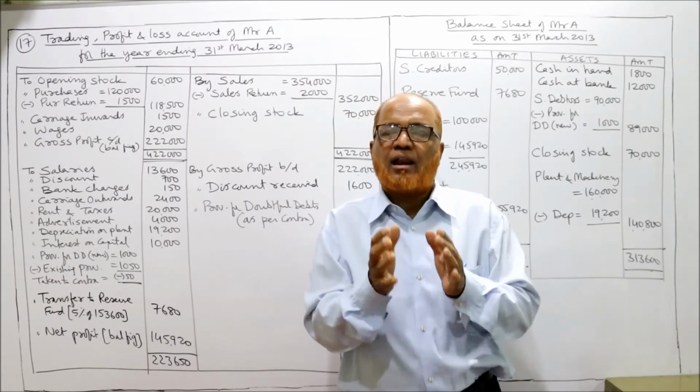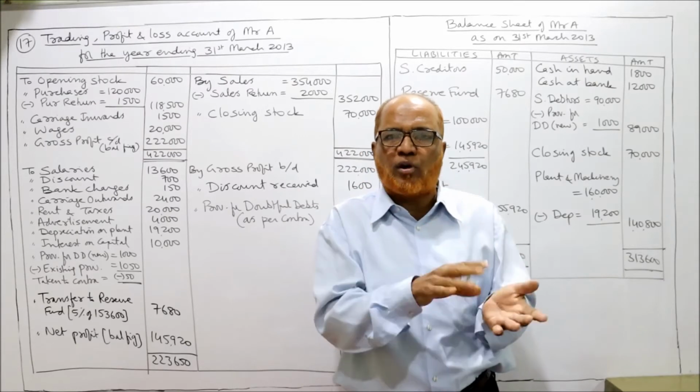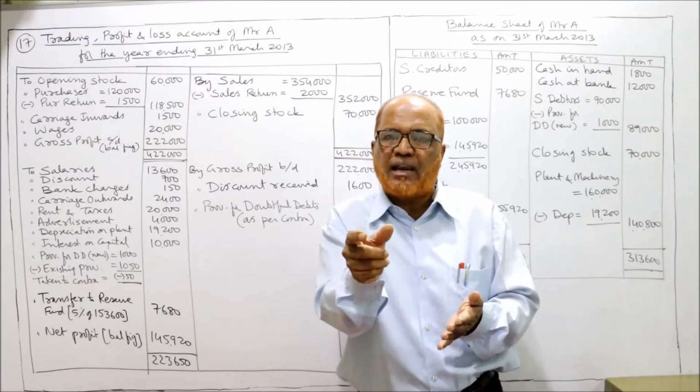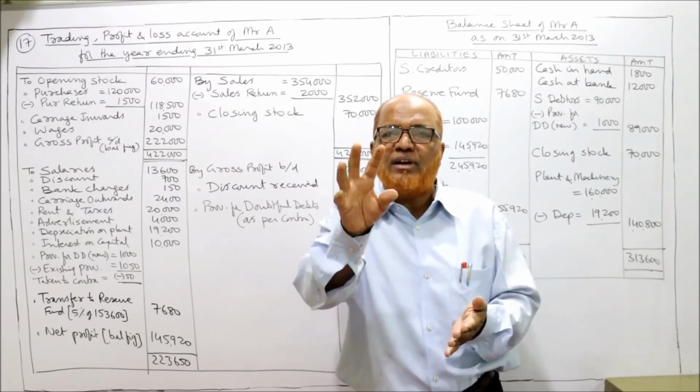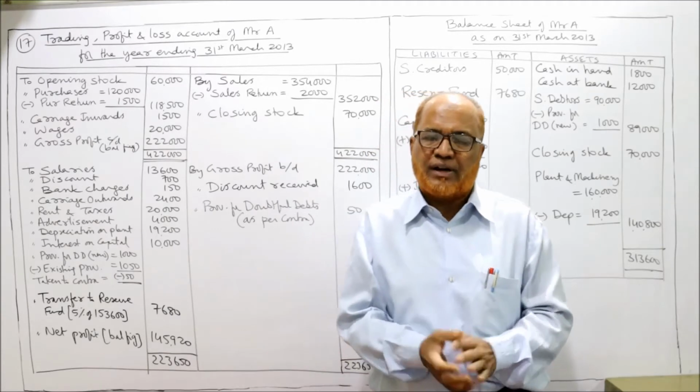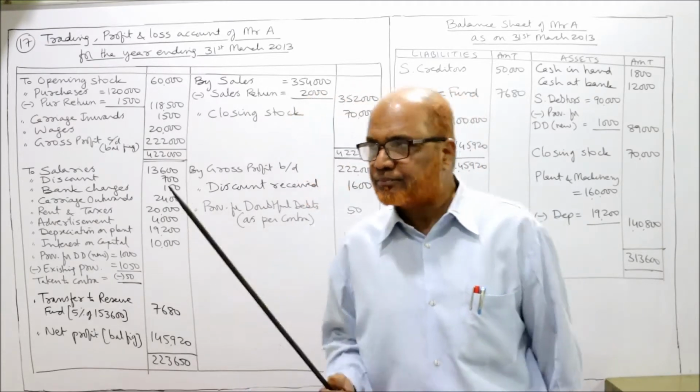So first we calculate how much is the net profit before reserve fund. Before calculating for reserve fund, what is the net profit we calculate? On that net profit, we calculate 5%, and that 5% will be transferred to reserve fund. Now I'll explain the point.